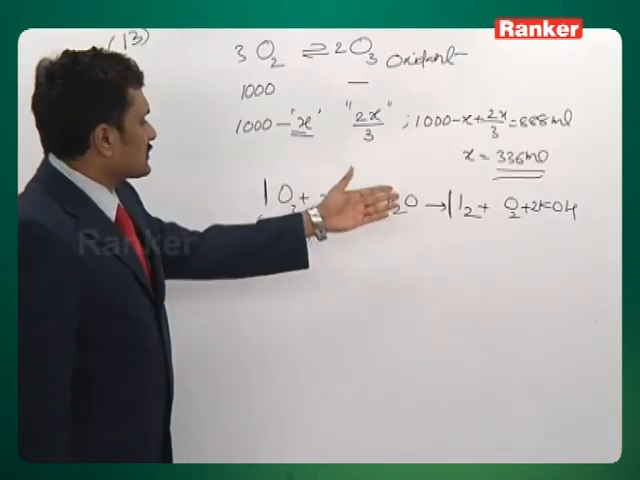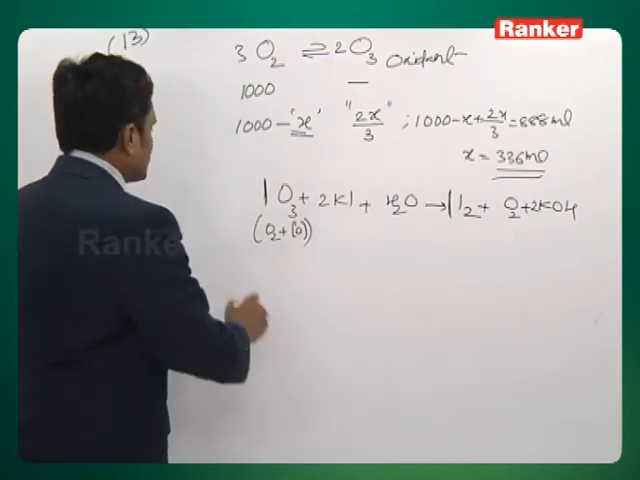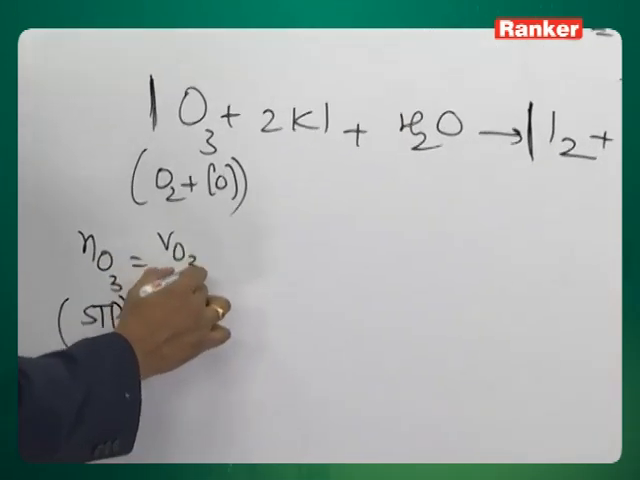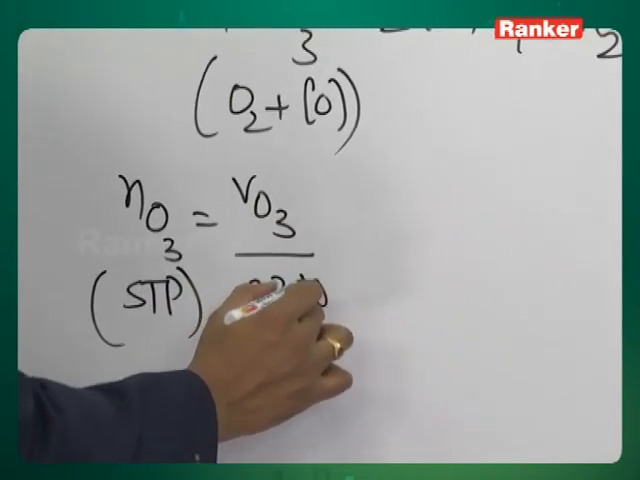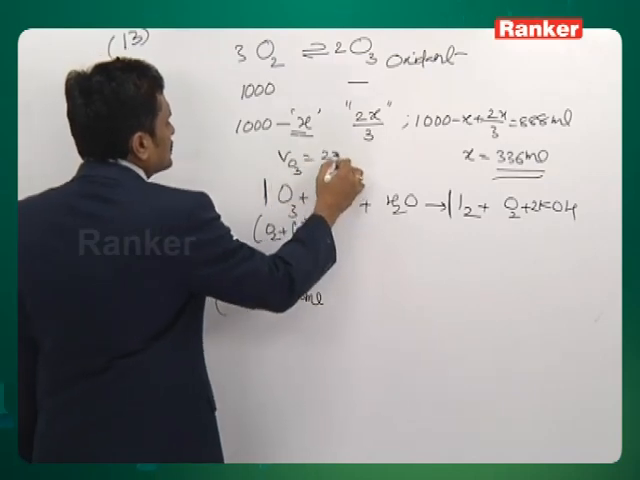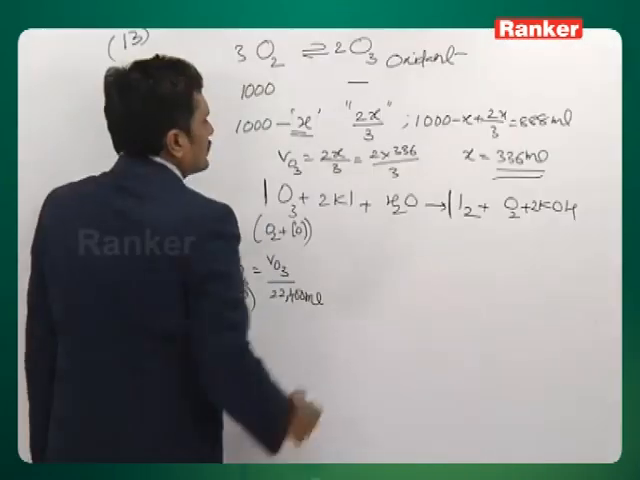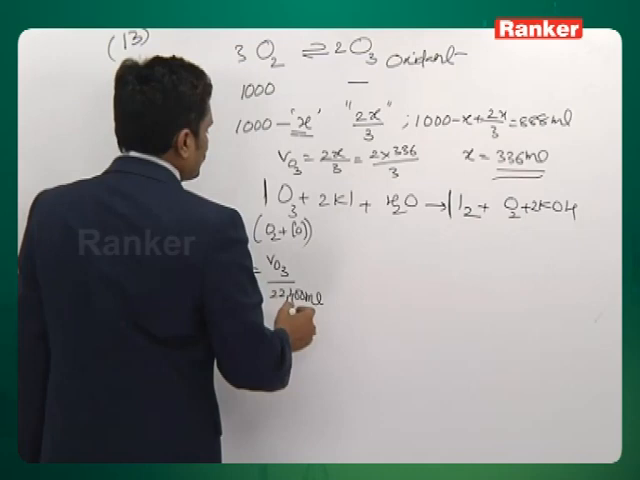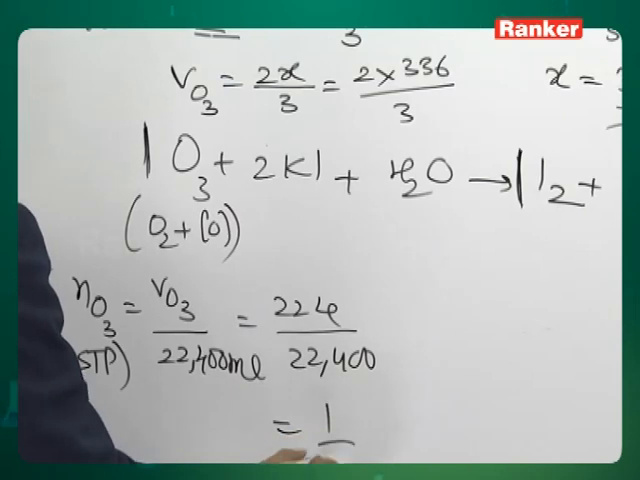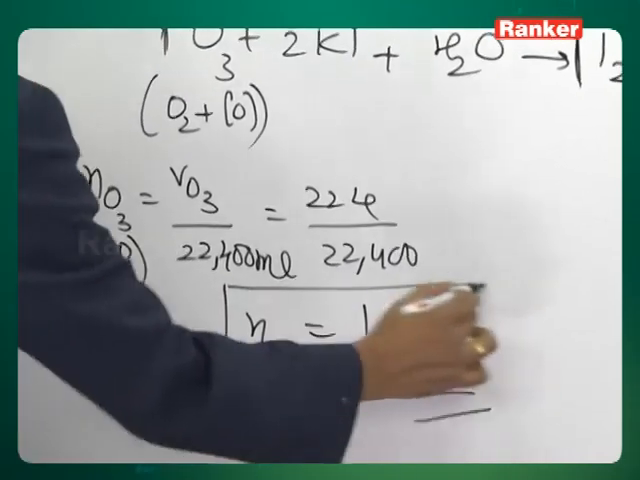Now you have been asked to find the weight of iodine which can be obtained through the number of moles of ozone. Now you see that number of moles of ozone can be calculated at STP as volume of ozone divided by 22,400 milliliter. Now you can see from here the volume of ozone is 2x/3, that is 2 into the value of X we got. Now upon simplification this gives rise to 224 ml, that is 224 divided by 22,400, that is 1/100 mole of ozone has reacted in this reaction.